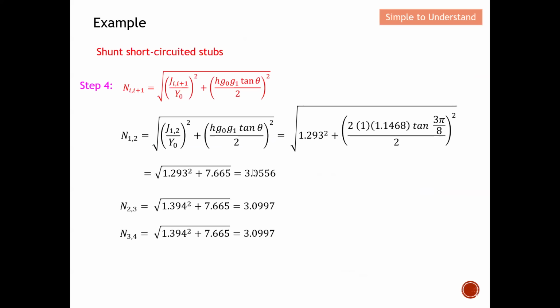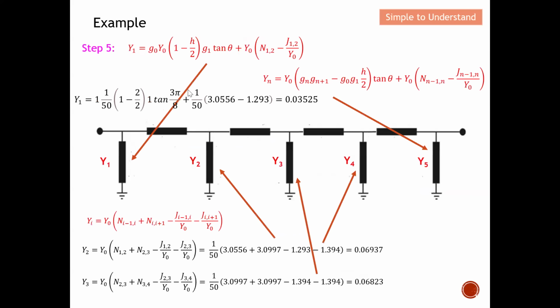So basically I have calculated the shunt short circuit stub. I have calculated the first one, the second one, and the third one. Let's move on and do a detailed study to get all these numbers. As I mentioned earlier on, for the first one I have a standard formula. For the last one, again, I have a standard formula to calculate. So you can use this to do the calculation as shown over here.